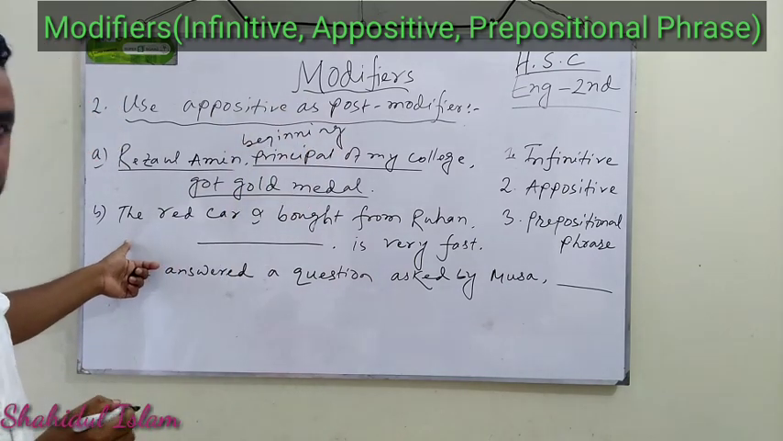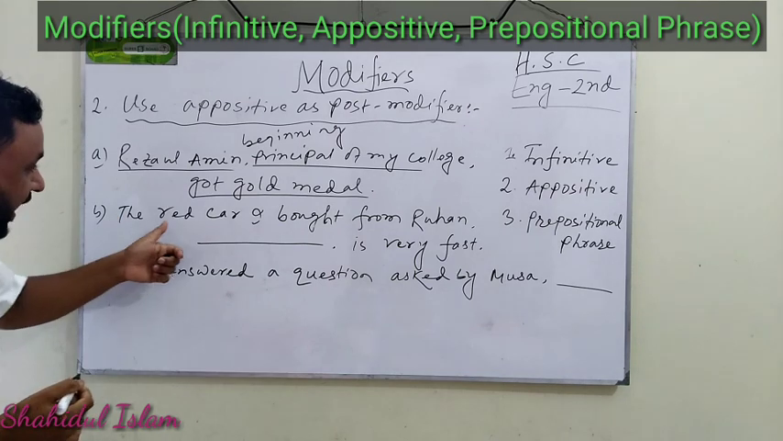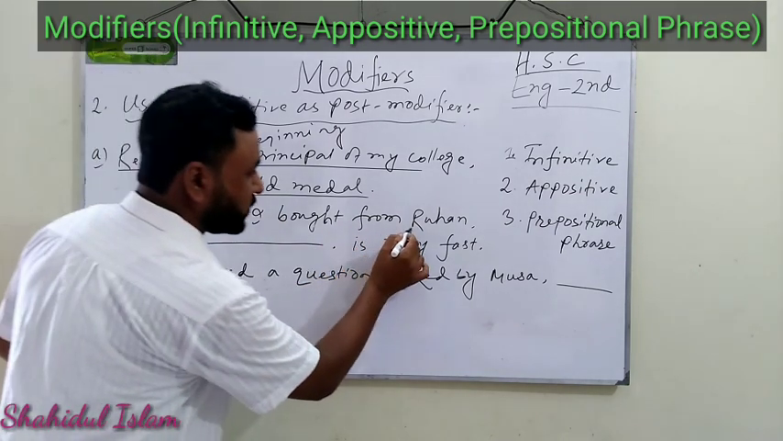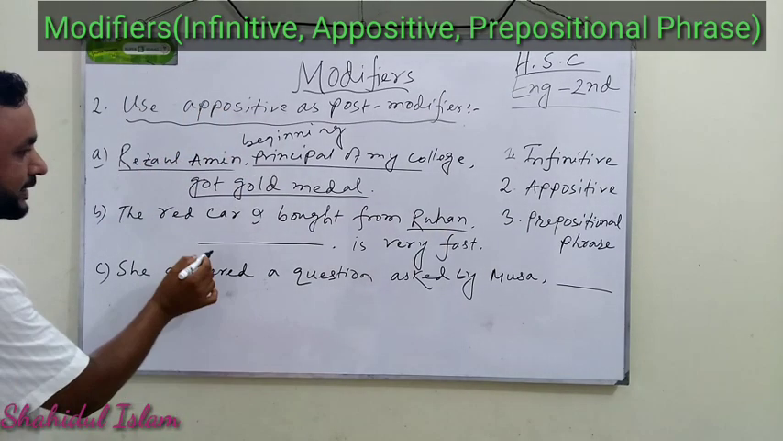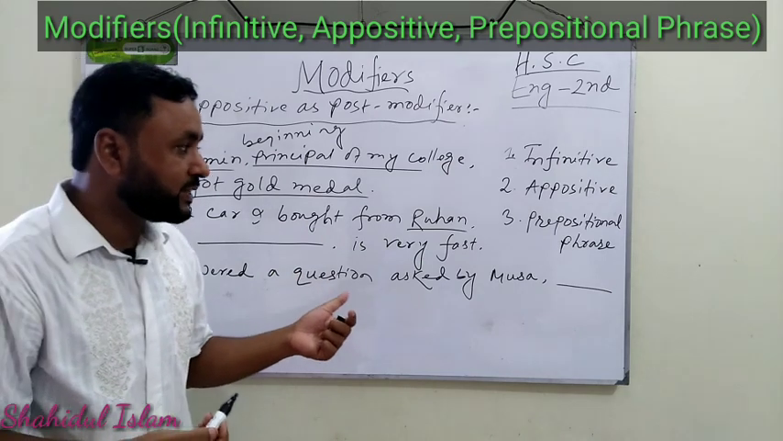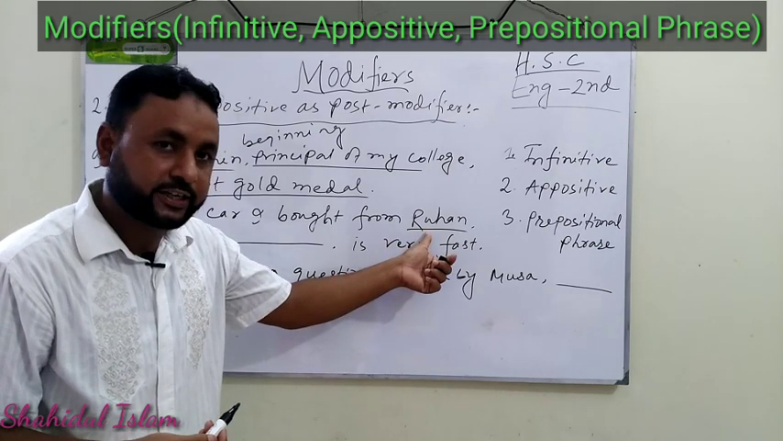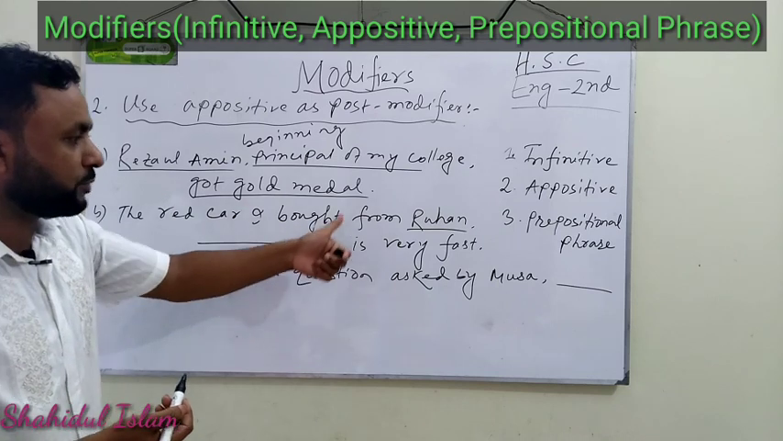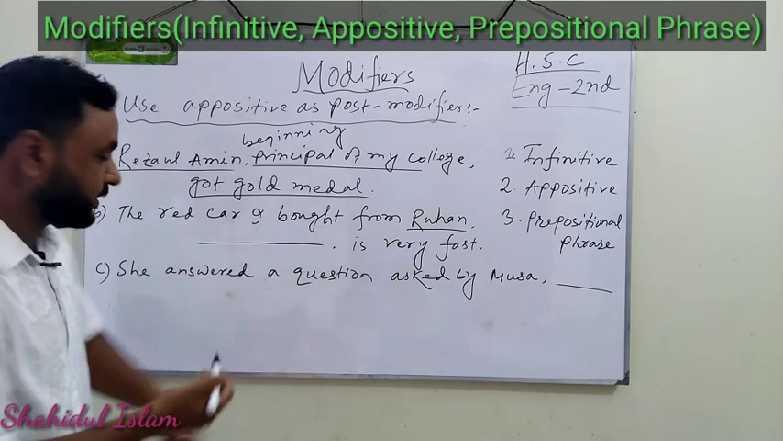Now another example I am giving here. The red car I bought from Ruhan. Here Ruhan is the noun. Just give an identical reference for Ruhan here. I can think of: a red car I bought from Ruhan, a salesman.